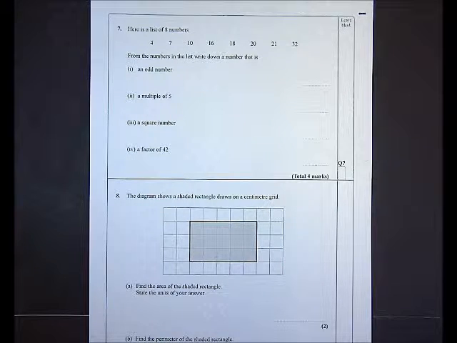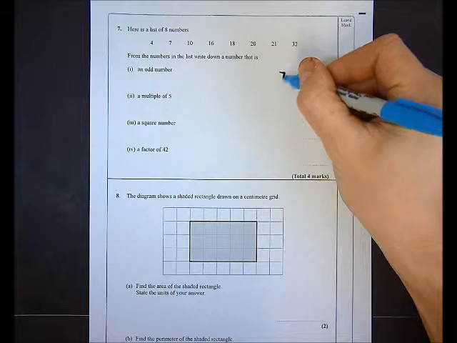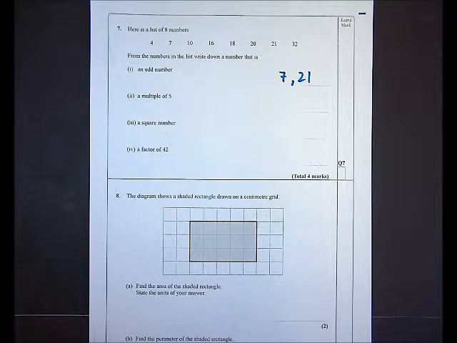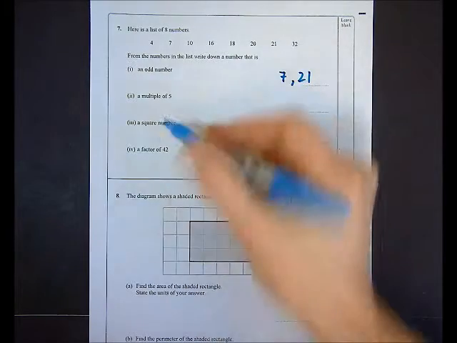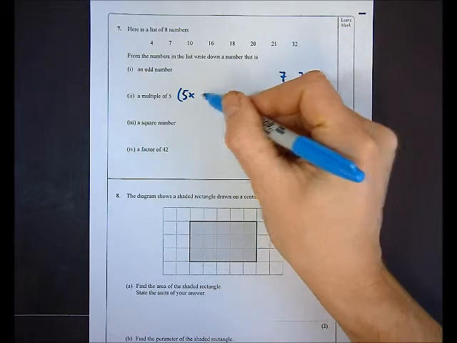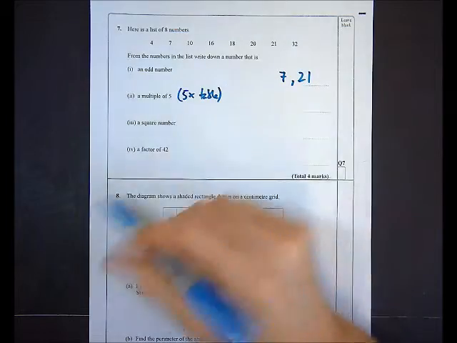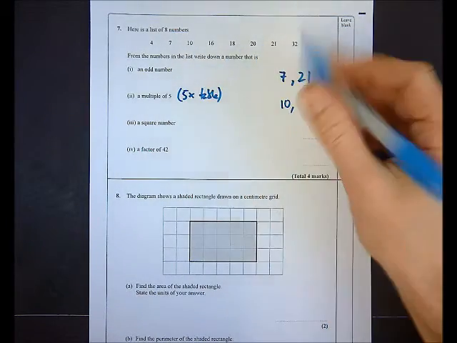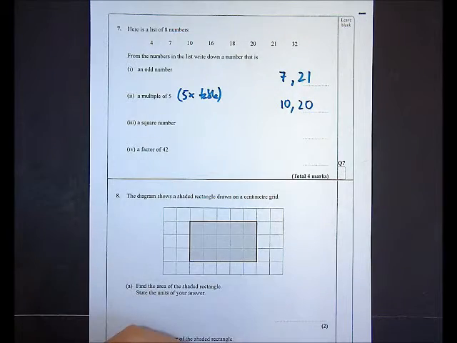In question 7, I'm given a list with 8 numbers on, and in part 1, I'm just asked to find an odd number. So any of those odd numbers would do. So the first one would be 7. After that, I've got 21. Either of those is fine. In part 2, I'm asked to write down a multiple of 5. Well, a multiple of 5 is something in the 5 times table. So 5, 10, 15. So 10 is in there. 15, 20 is in there. Again, either of those two will do.